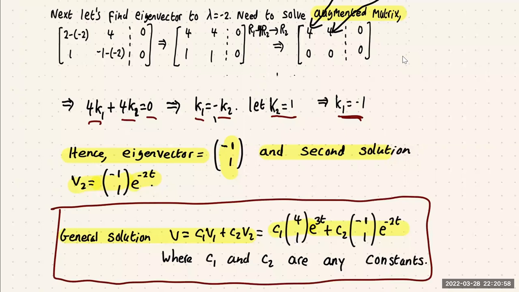Okay, so we're done with this example. In the next video, we'll look at an example where we do not have distinct eigenvalues, sorry. Okay, so let's leave it there.